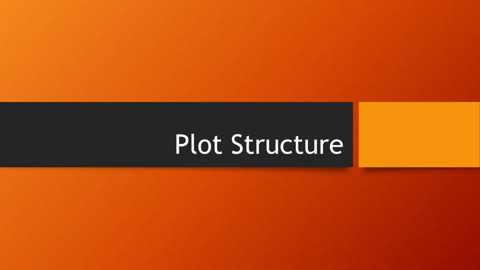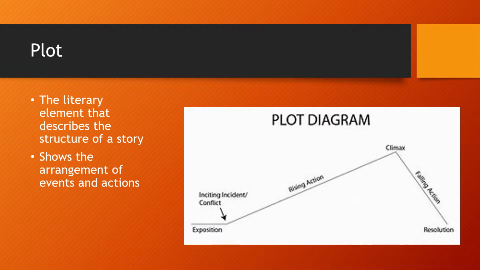In today's lesson, we're going to be talking about plot structure. I'm sure you've all heard about plot structure, but today we're going to go into detail to help you better understand. The definition of plot is the literary element that describes the structure of a story, and it also shows the arrangement of events and actions. The example for you that we're going to use today is the story of the Three Little Pigs.